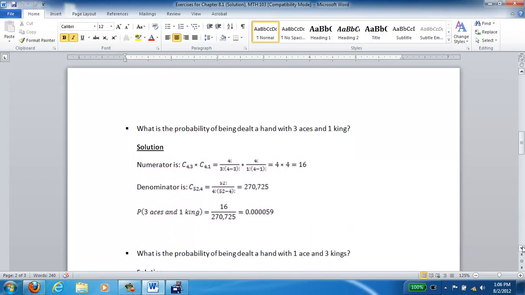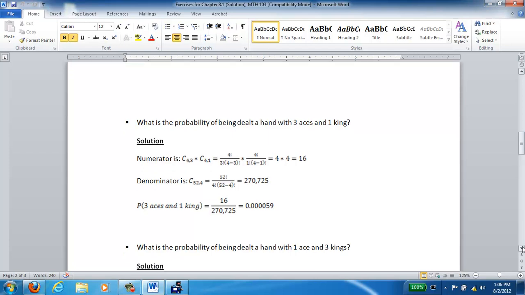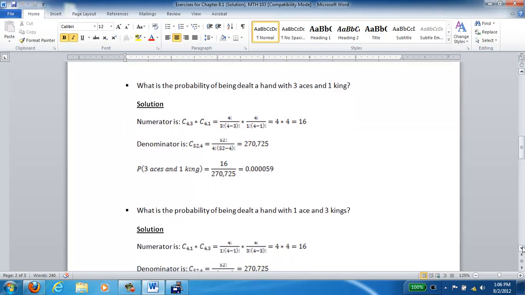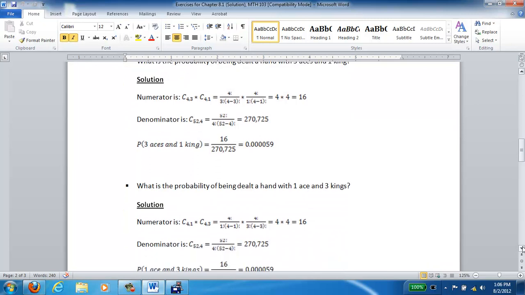What is the probability to deal a hand with 1 ace and 3 kings? It is going to be exactly the same numerator. It's going to be combination of 4 and 1 times combination of 4 and 3, which is going to be 16. So the answer is going to be exactly the same.